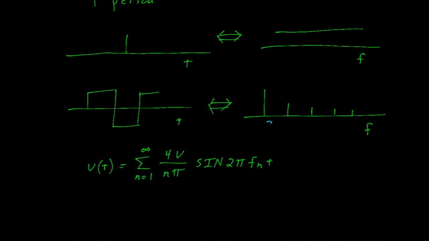That equation would tell us that this is the fundamental. This is 3 times the fundamental frequency, 5 times the fundamental, 7 times the fundamental, and so on to infinity. The amplitude of these waveforms, for example, this first one, the fundamental, would be 4v over pi. The third harmonic would be 4v over 3 pi. The amplitude of the fifth harmonic, 4v over 5 pi. Again, that continues on. Let's make a little note here. N, where N is odd.